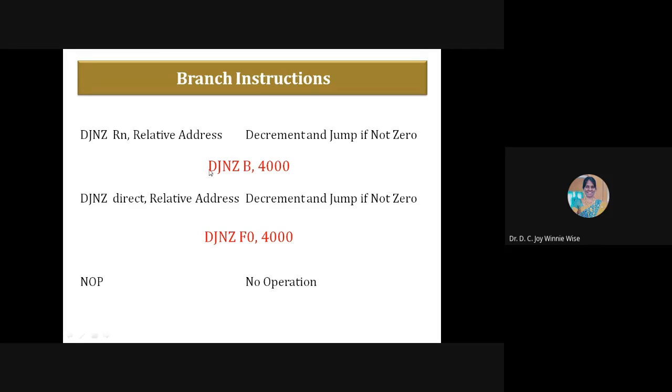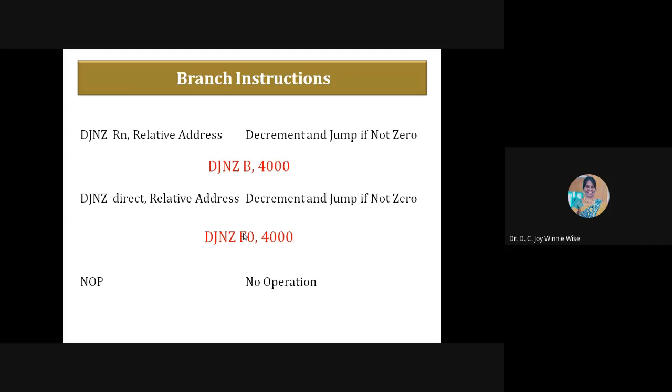So let's see an example here. So what we are doing is decrement this B register, and if it is not 0, we are jumping to the memory location 4000. Okay. So here in the next instruction, we have the operand is different. Here direct. That is F0 I have written. F0 I think it is B register. So decrement this F0 content, and if it is not 0, jump to the memory location 4000. Okay. So decrement the register, and if it is not 0, jump to that address 4000.